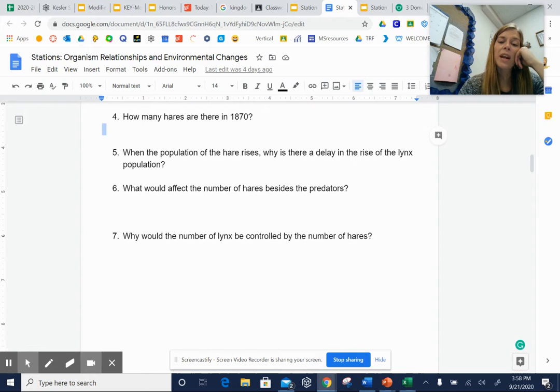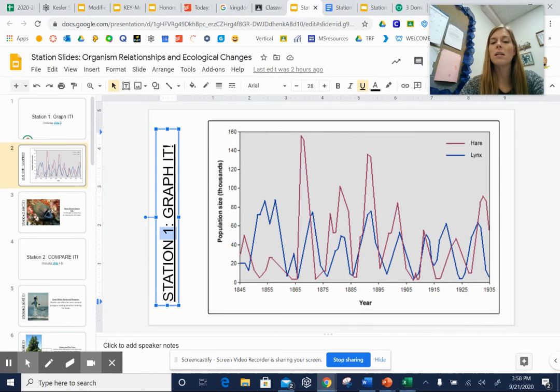What would affect the number of hares besides the predators, and why would the number of lynx be controlled by the number of hares? Okay, well, a lot of things can control the population of the hare. For instance, if there's a drought, there's much less grass, and so because the hare has much less food, its population may go down.